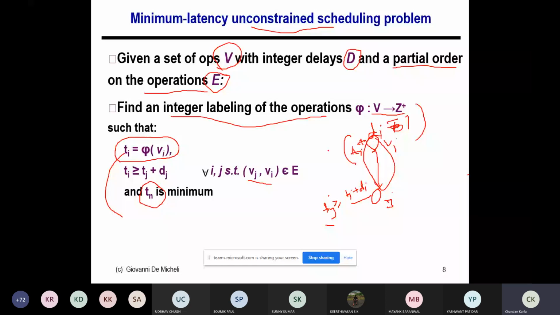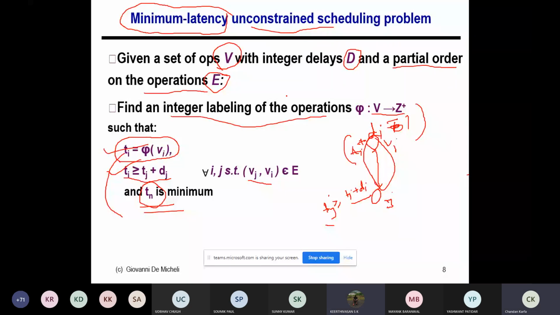I want to assign an integer value to each operation, which is the start time of the operation, and which will satisfy the dependency constraint and the delay of the operations. And my tn is minimum, which signifies this is the minimum latency scheduling. Okay, so any doubt here?